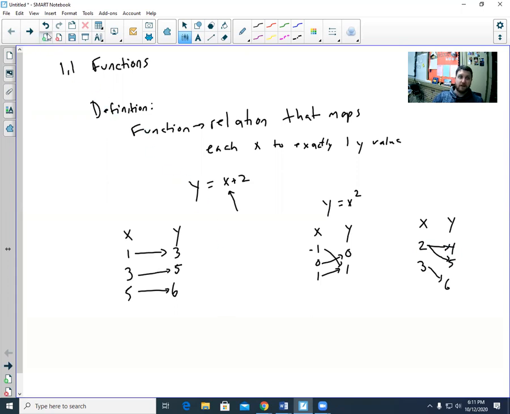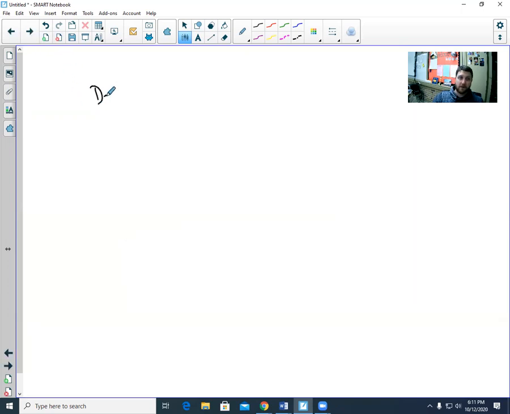Okay. Continuing on with some definitions, we're going to talk about the domain, which we know is all possible x values. And in calculus, it's going to be really important that we remember this as the independent variable.